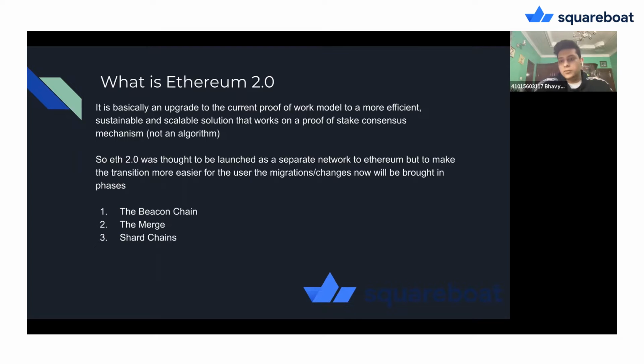Earlier, Ethereum 2.0 was thought of as a hard change to what Ethereum was, but for the benefit of the users, it has been thought to be brought about in phases. The first phase is the beacon chain, the second is the merge, and the third is the shard chain. The beacon chain phase is complete, and the merge will be complete before January 2022. So if you want to stake in this particular proof of stake currency, you have to do it before that.